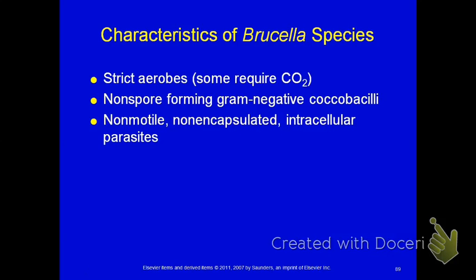So, the organism would be strictly aerobic, but some would require CO2. In fact, the ability of the organisms to require CO2 or not would be one of the bases of differentiating the four species of Brucella. So, they are non-spore-forming, gram-negative coccobacilli, non-motile, non-encapsulated, and they are considered as intracellular parasites, which means that it's hard for us to cultivate them in vitro.